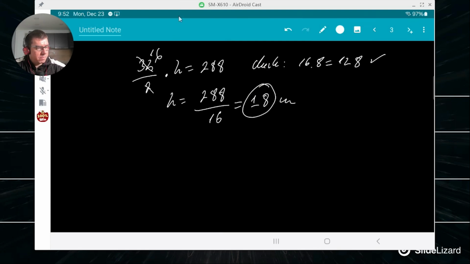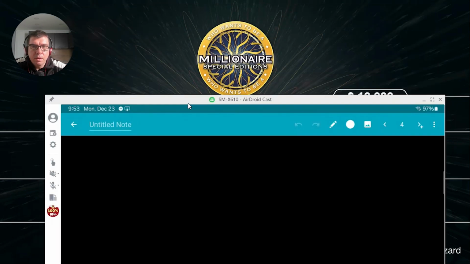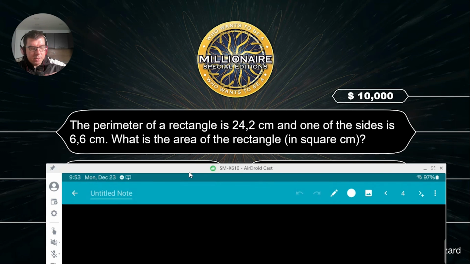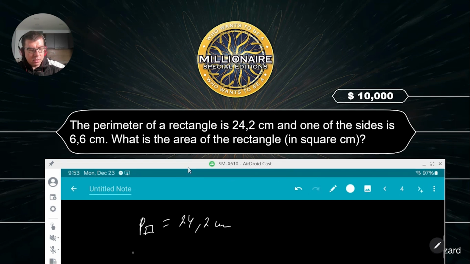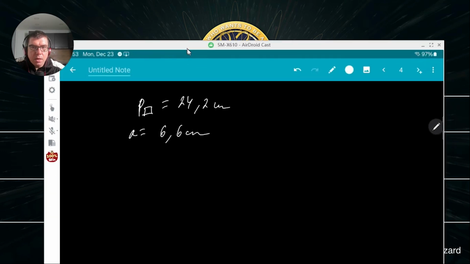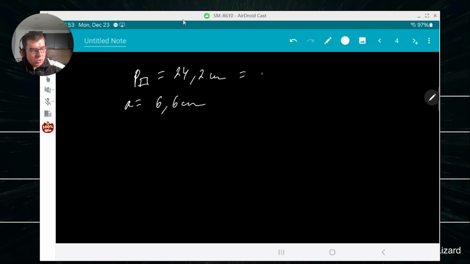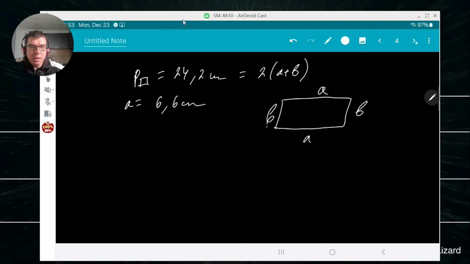So the perimeter of the rectangle, P of the rectangle, is 24.2 centimeters. One of the sides, let's call it A, is 6.6 centimeters. So, as you know, the perimeter is 2 times (A plus B), right? This is how the rectangle looks like. This is A, B and B.